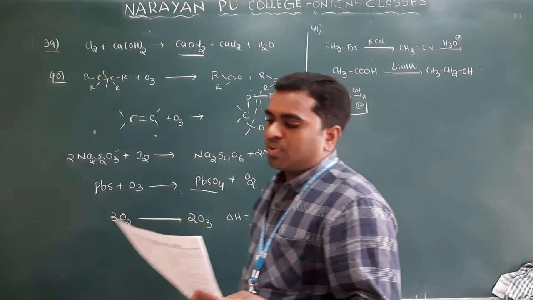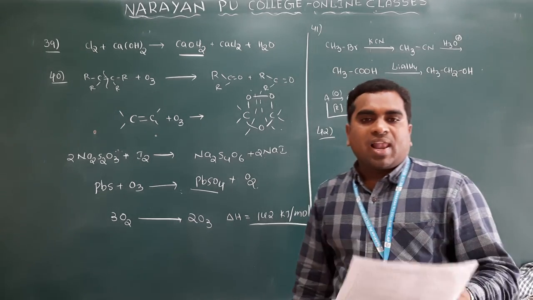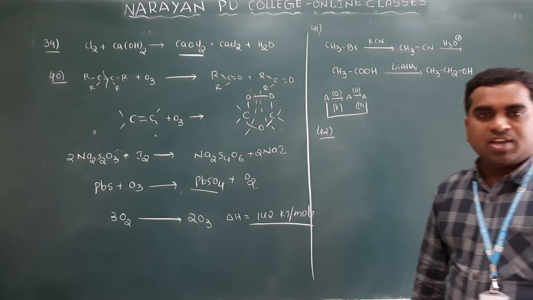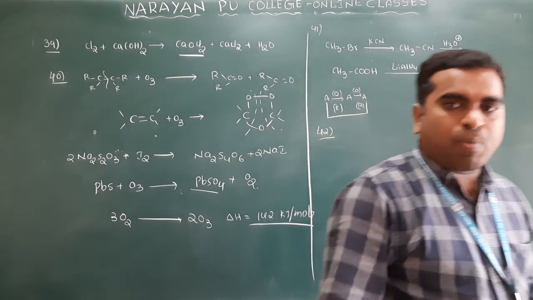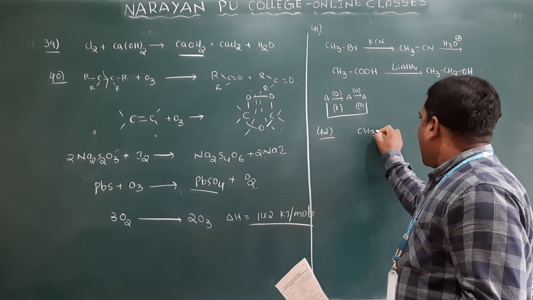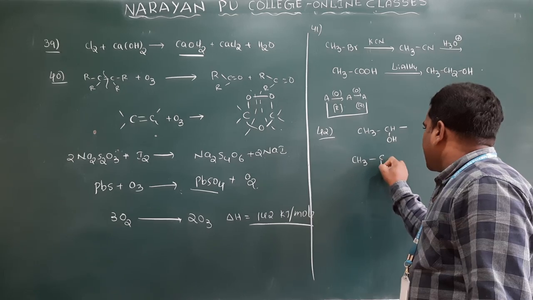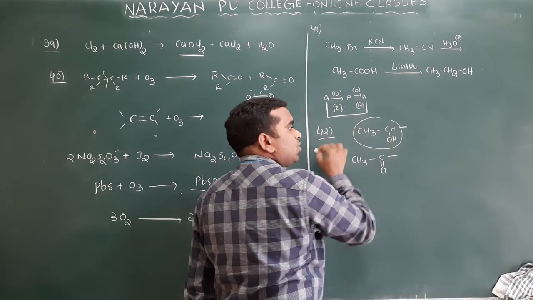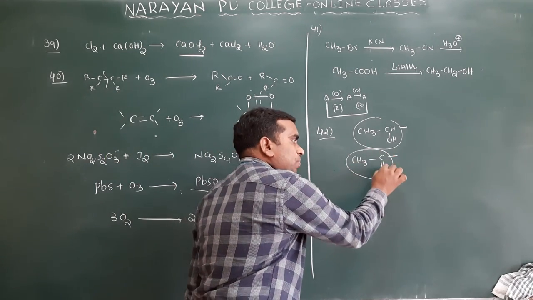Coming to the next one, 42. Which of the following compounds will give a yellow precipitate with iodine and alkali? Iodine and alkali. I already mentioned, this is the concept of the iodoform reaction. Alcohols and carbonyl compounds will give the iodoform test. If it is an alcohol, the CH3CHOH group must be present in the molecule. If it is an aldehyde or ketone, the CH3CO group must be present.